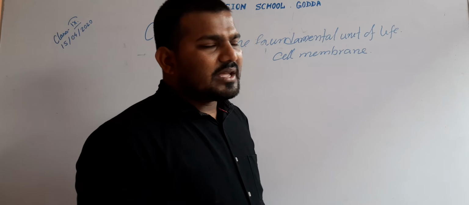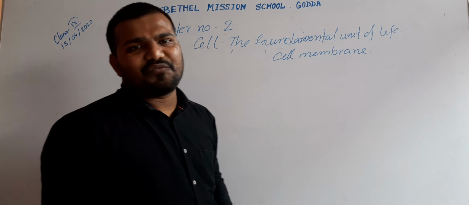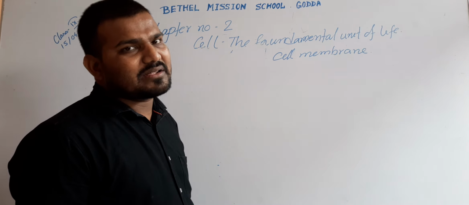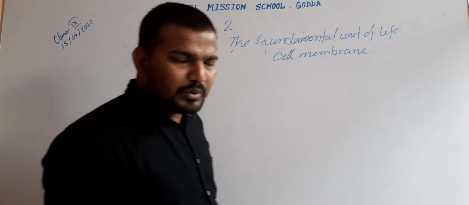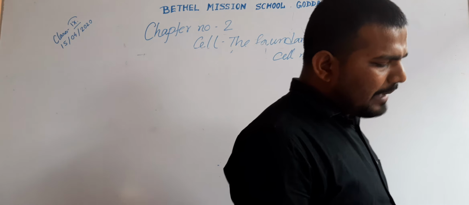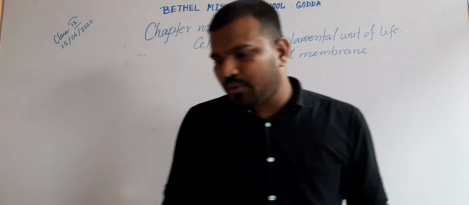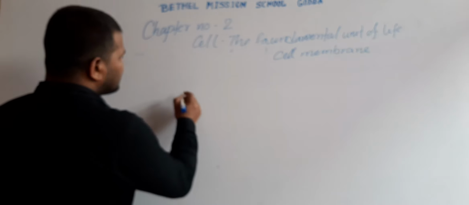Now, carbohydrate is also present in the form of glycolipid and glycoprotein. These are the components which help to form the cell membrane. Now we are going to discuss the structural model.